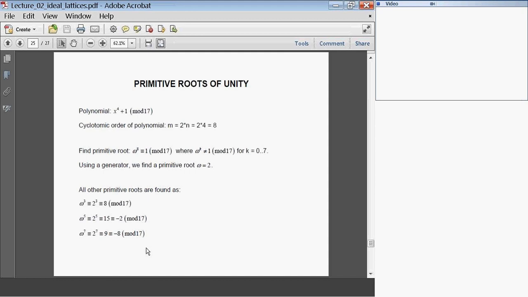In this case, we have 4, and you simply need to find one of them, and then you can generate the others. How to generate the others? This is an example. You take the primitive root and raise it to powers. When you compute it for coprime powers, and 3, 5, 7 are examples, you get all the other primitive roots of unity.